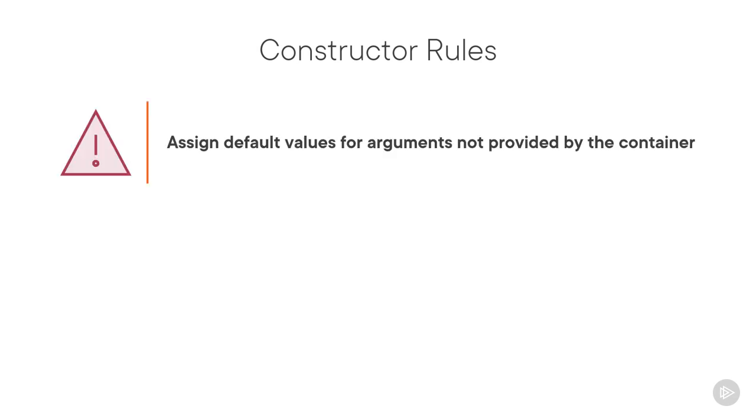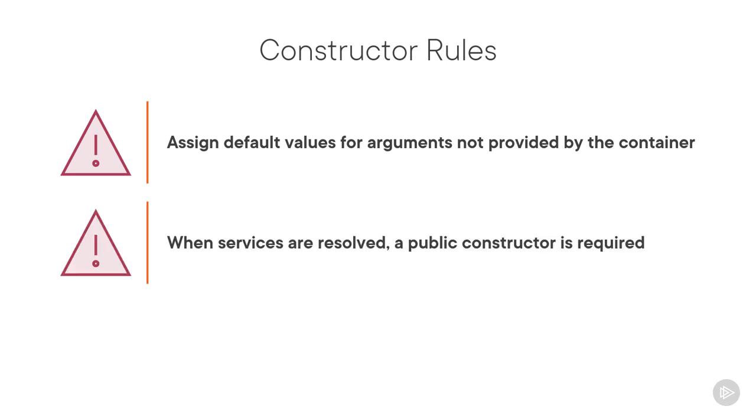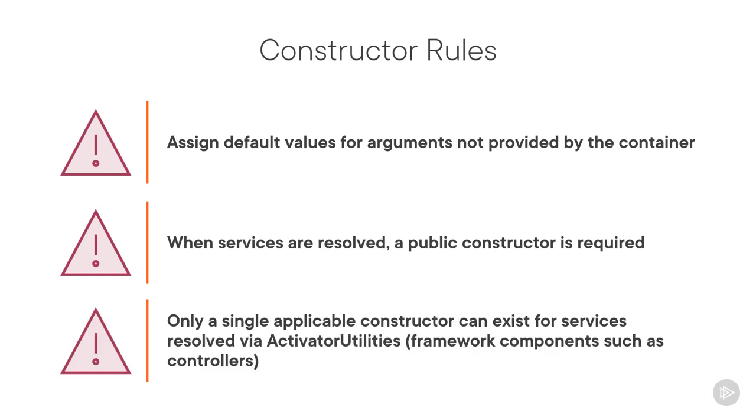If constructors accept arguments that are not provided by dependency injection, then default values must be provided for those parameters. The defaults will take effect in cases where the container needs to create the object. Constructors must also be public to support dependency injection via both the IServiceProvider and the ActivatorUtilities class. In cases where an object is being activated by the framework using ActivatorUtilities, there can be only one constructor overload where all of the arguments can be fulfilled via dependency injection.